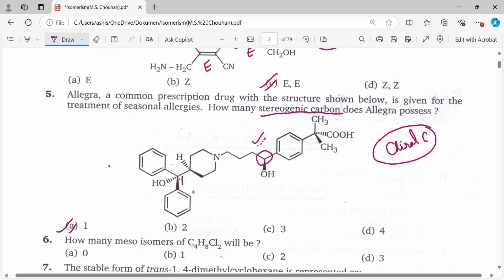This is not a chiral carbon because the two groups attached, phenyl, are the same group. This is also not a chiral carbon. It is also not a chiral carbon because two methyl groups are the same. That's why this compound has only one chiral carbon. That is the one chiral carbon. So the answer will be A.